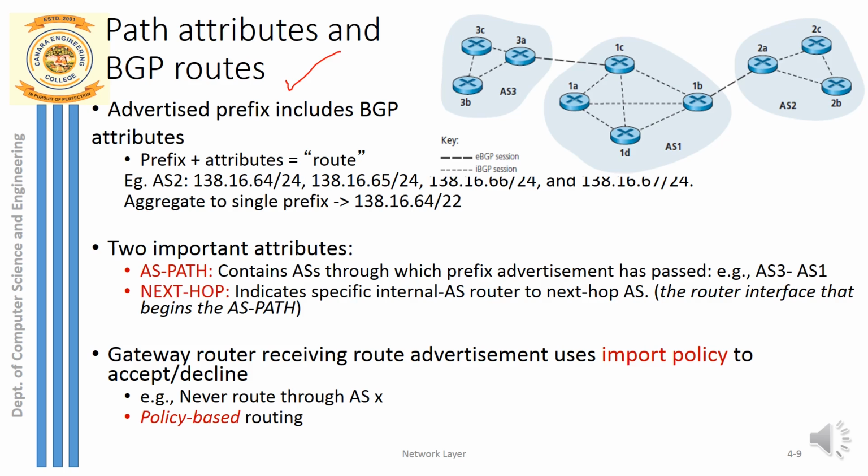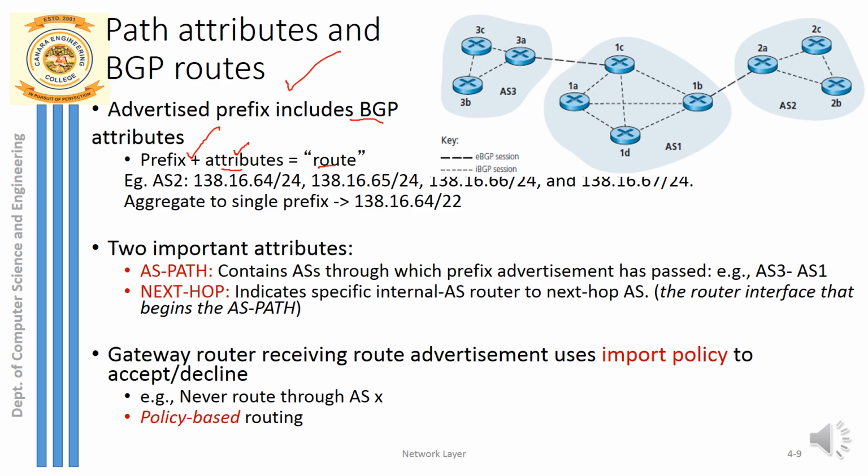We can now see the next important point, that is path attributes and BGP routes. So what is a path attribute? What are the attributes that the BGP advertisement contains? The prefix that is shared, plus attributes, actually forms the route. So the advertised prefix includes BGP attributes. When I say the prefix is shared, it actually includes BGP attributes as well.